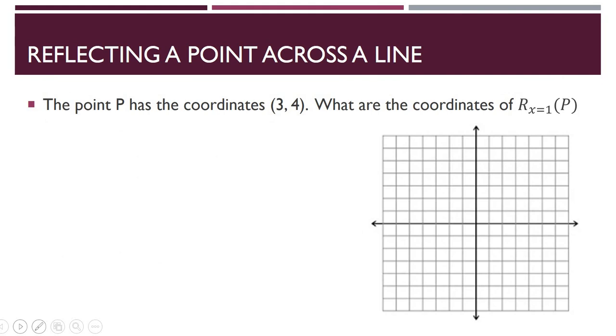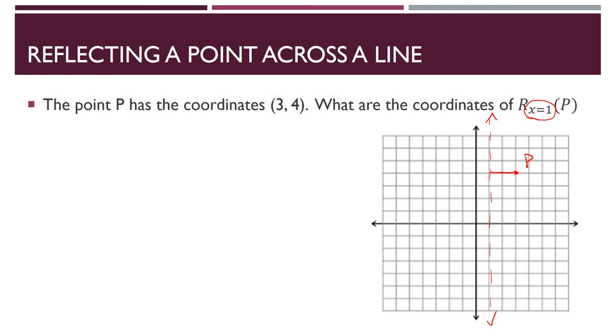Okay, so how do we reflect a point across a line? Point P has the coordinates 3, 4. So there's point P. And I want to find the coordinates of the reflection over the line x equals 1 of P. So first I have to find the line x equals 1. There it is.